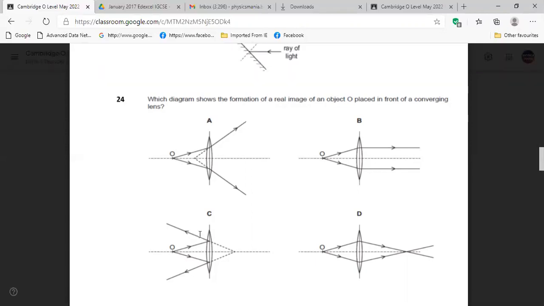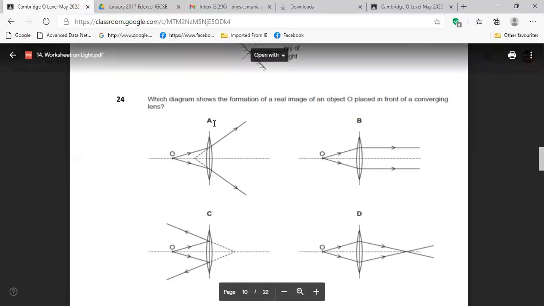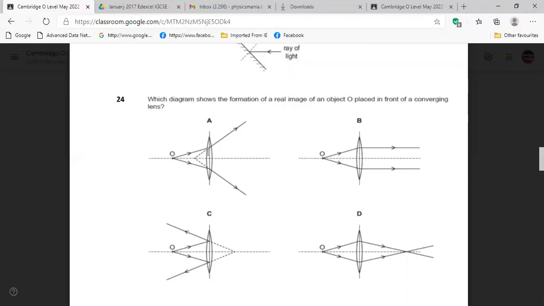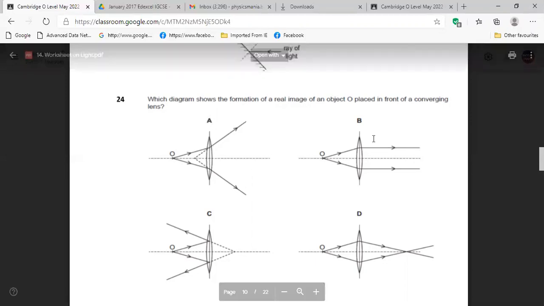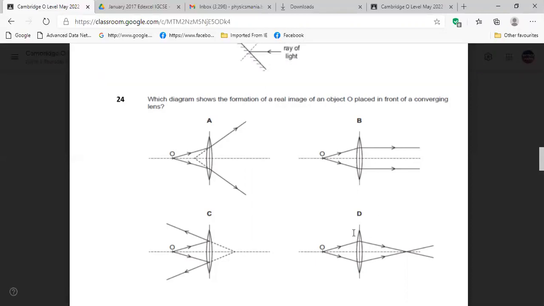It can never happen in a converging lens. And also in A, we are seeing the light rays are diverging, so it is also not correct. Now between B and D we have to choose. You already told me the answer is D, right? Yes, sir. That's why we are thinking whether it will be D or B. We are researching on it.